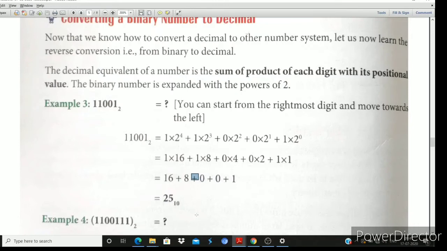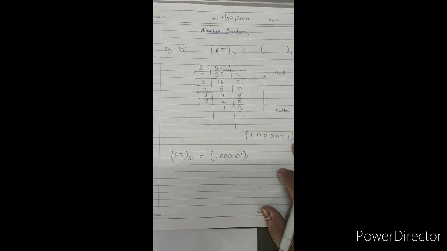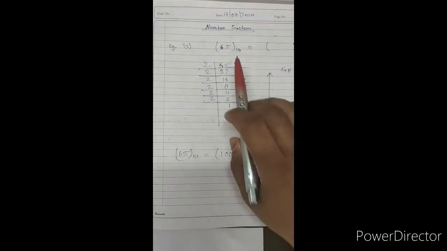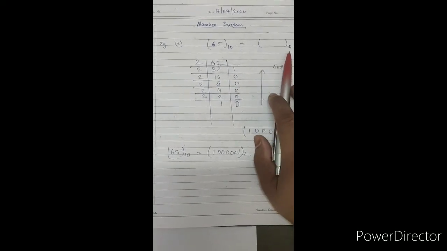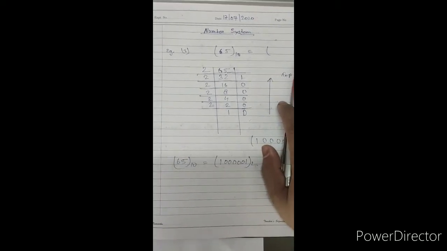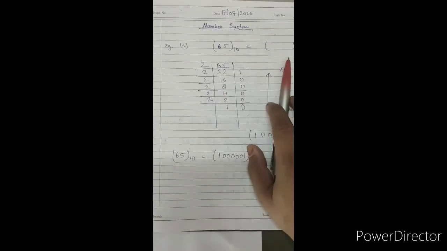So we get 25, and we put the base as 10 to represent this number as a decimal number. This is how you can convert a binary number system into the decimal number system. Now you can see how we can convert a decimal number system into the binary number system. The base of the binary number system is 2, so here you are going to learn how to convert into a binary number.